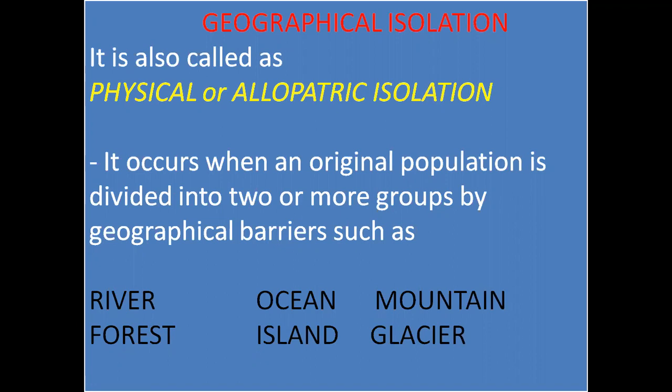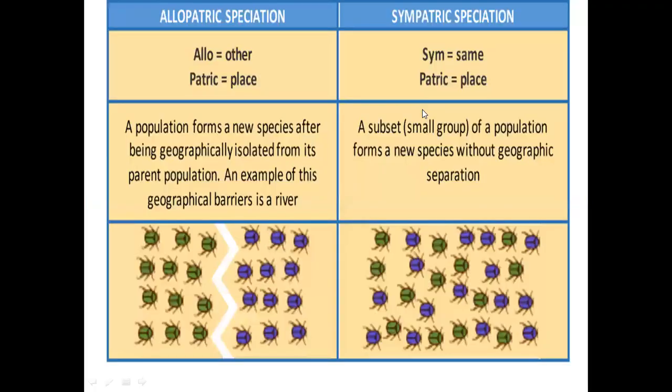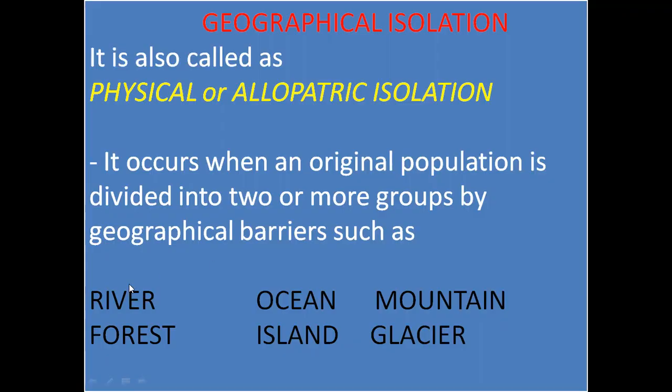So if this organism has to adjust to the new environmental condition, it leads to the formation of a new species. So this is called physical or allopatric isolation. Allo means other. So these are the barriers which we had studied. Which are these barriers? River, it might be ocean, it might be mountain, forest, island, glaciers, etc.